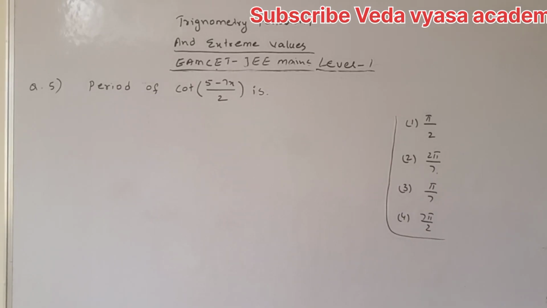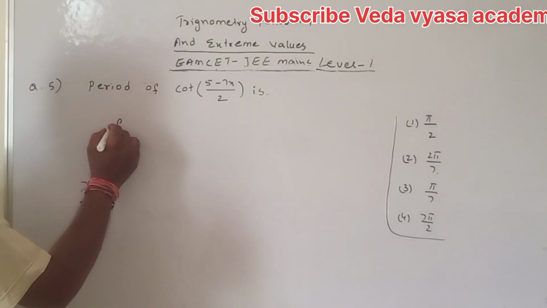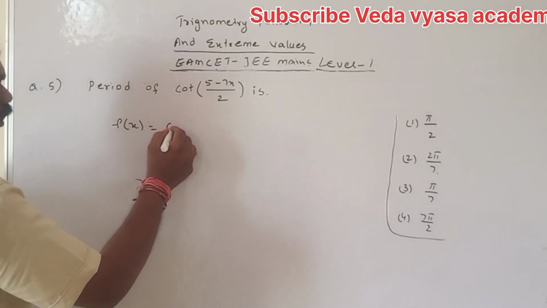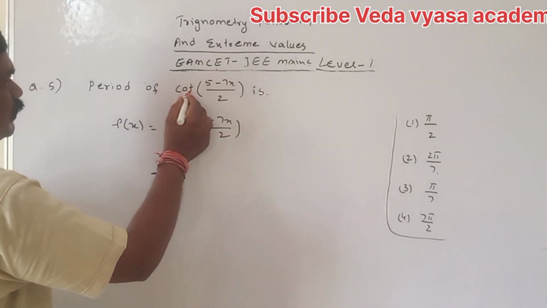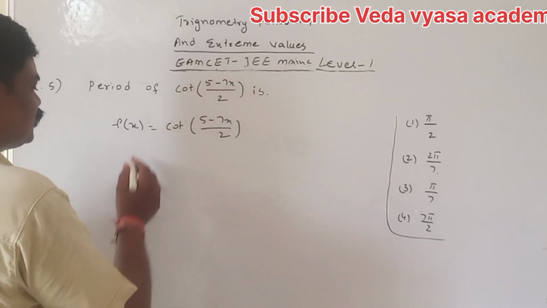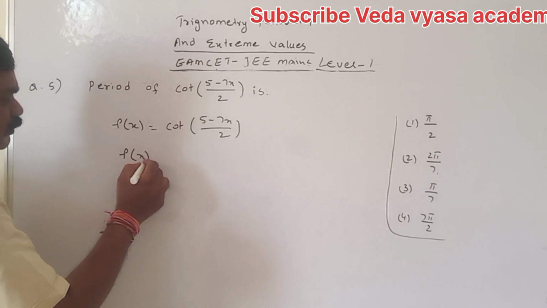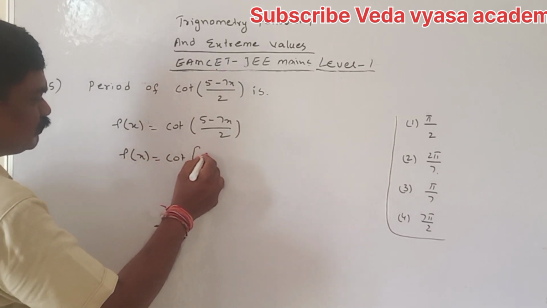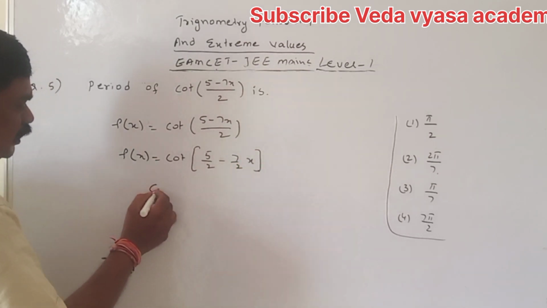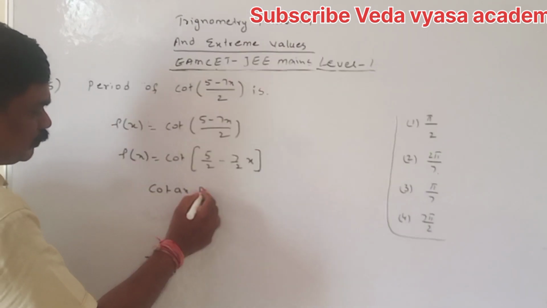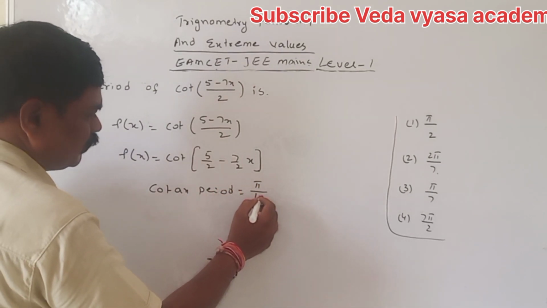Here viewers, we have the problem: the period of f(x) = cot((5 - 7x)/2). So f(x) you can write as cot(5/2 - 7/2 x). Generally, cot ax period is pi by |a|.